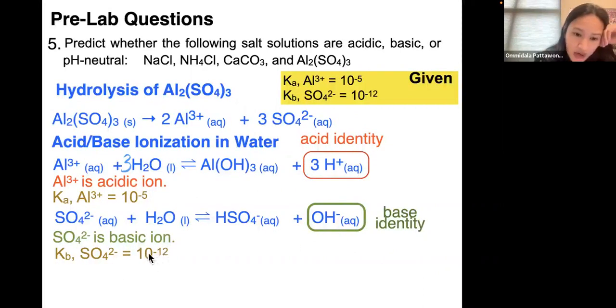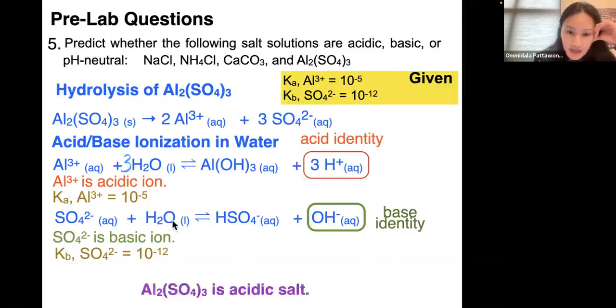Because this one doesn't want to go forward at all, right? So these two products would be a lot smaller than these two products, according to the relative Ka and Kb value here, right? So therefore, in this case, because the reaction will produce more of the proton because of a higher value of the equilibrium constant of aluminum ions, it makes this salt an overall acidic salt.